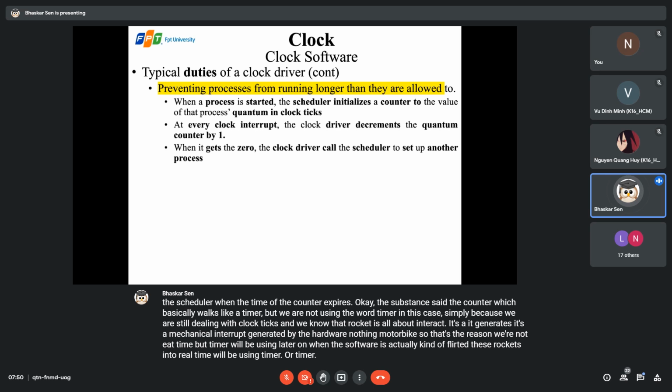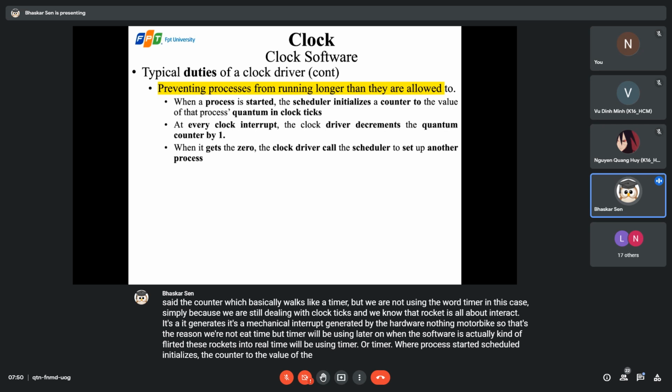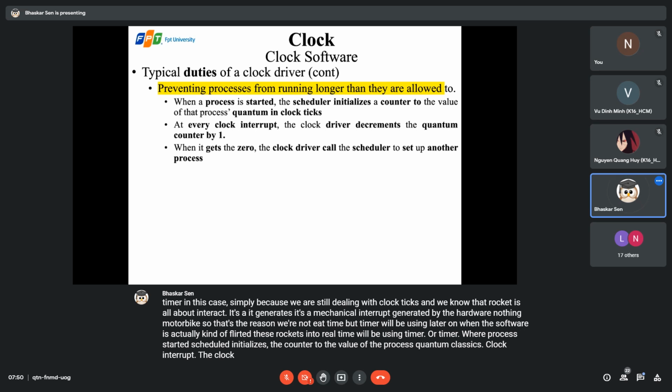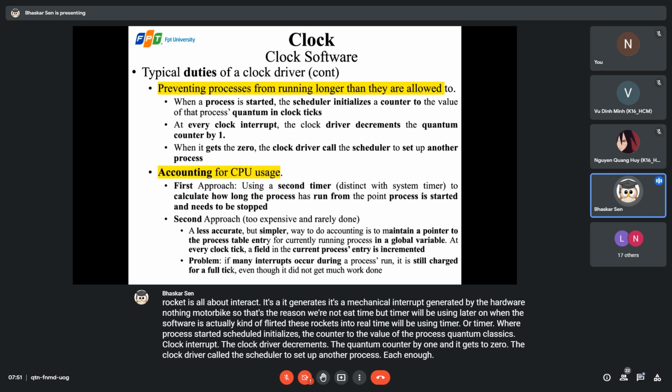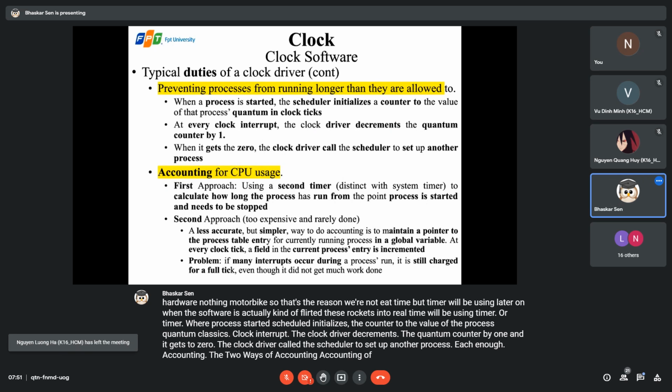When a process starts, the scheduler initializes the counter to the value of the process quantum in clock ticks. On each clock interrupt, the clock driver decrements the quantum counter by 1. If it gets to 0, the clock driver calls the scheduler to set up another process. Easy enough.